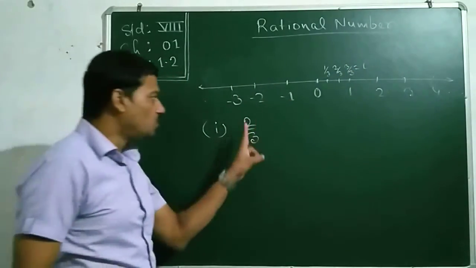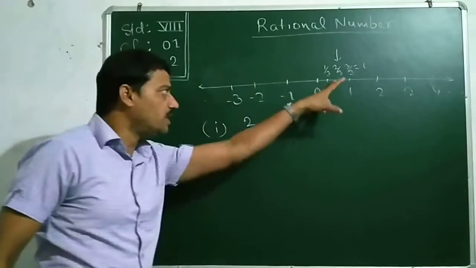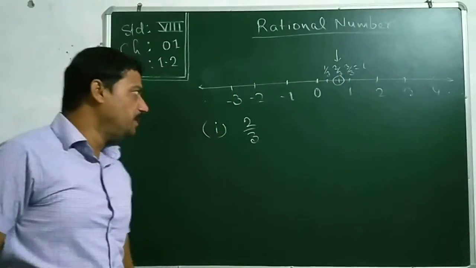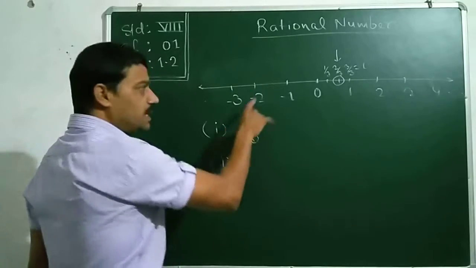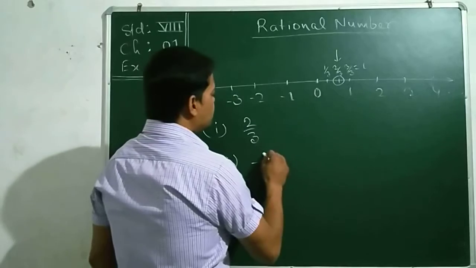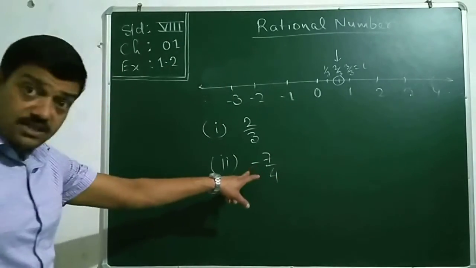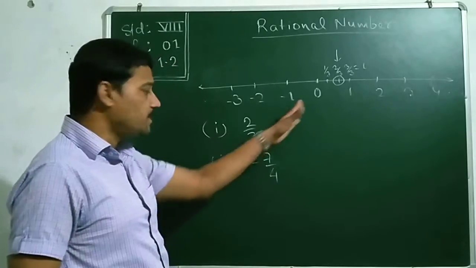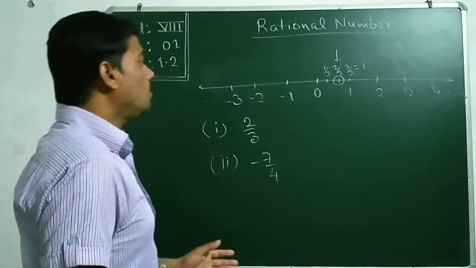So you got the thing, how to represent. So where is the 2 by 3? Of course, this point. This point is 2 by 3. In this way you can represent any number. Take another example. I am trying to represent here on the same line minus 7 by 4. See, as the number is a negative rational number, a negative rational number must be represented on the left side of the 0.